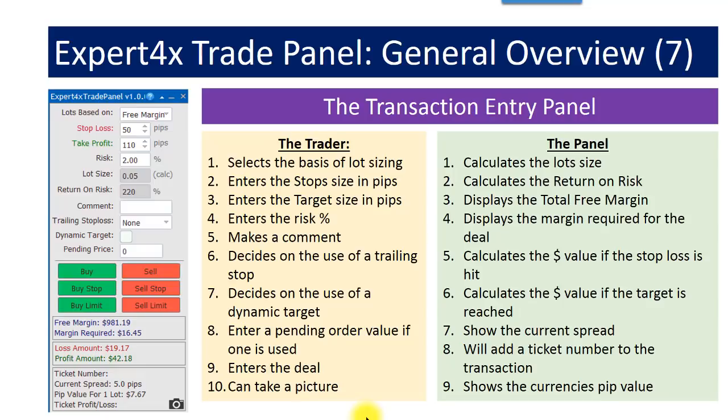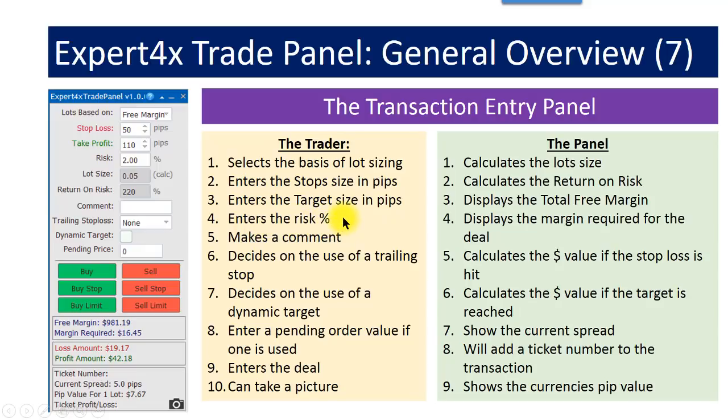This might look a little bit complicated at first, but certainly after your second deal, it will be extremely easy to manage. Firstly, you select the basis of your lot sizing, and I normally use free margin as the basis for my lot sizing. You can then enter the stop size that you're going to use and the target size you're going to use in pips. You also enter the risk percentage.